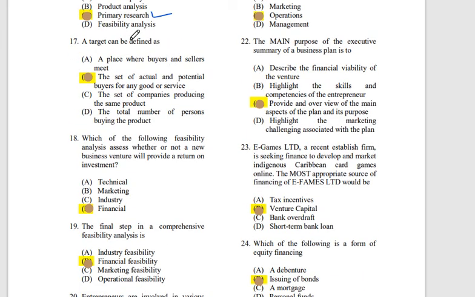Question 17 says, a target market can be defined as the set of actual and potential buyers for any good or service. That's B. Which of the following feasibility analyses assesses whether or not a new business venture will provide a return on investment? And that's financial.